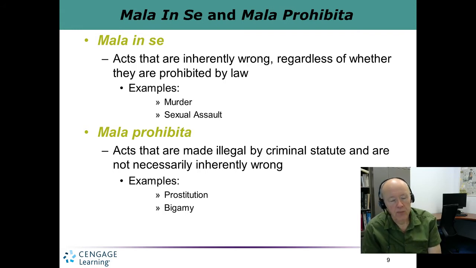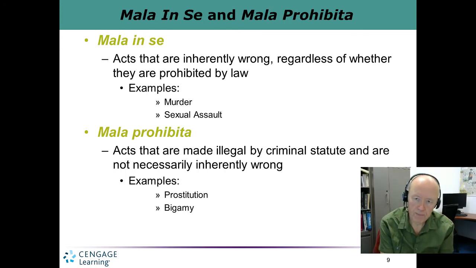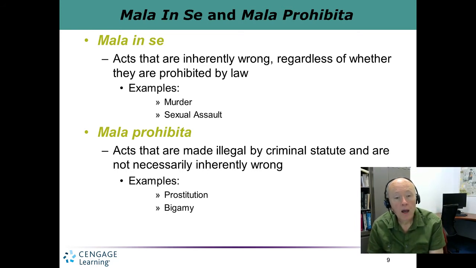The other thing is a mala prohibita. Now these are acts that are illegal, but we don't tend to associate as much moral judgment with them. We may not necessarily approve of them, but we're not willing to turn them in to the police. So an example might be prostitution or bigamy. Or in North Carolina, we have a statute called occupying a motel room for immoral purposes. If I knew you went to a motel to kill someone, mala in se, I'd call the police. If I know you went to a motel for immoral purposes, I wouldn't call the police.